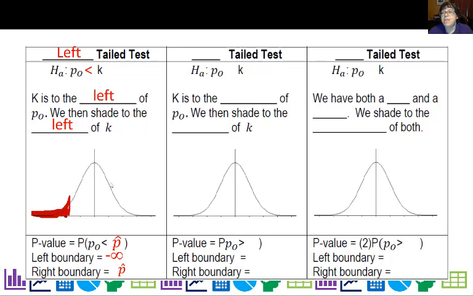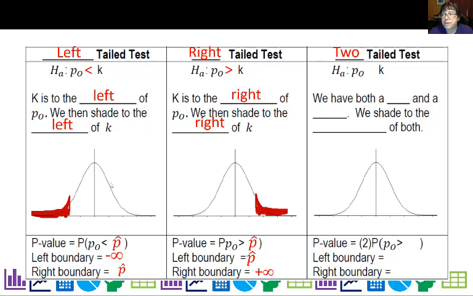Then we can do a right tail test where p naught is greater than k. So k is to the right, and we shade to the right. We say, okay, the probability that p naught is greater than p hat, and your left boundary is p hat, and then infinity.